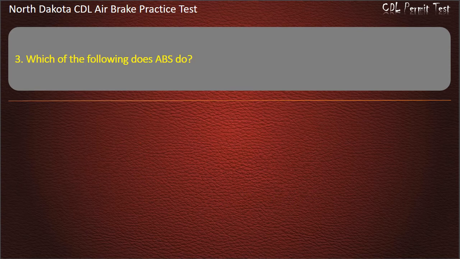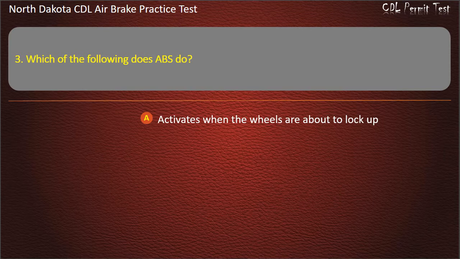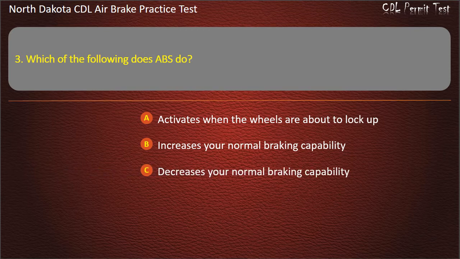Question 3. Which of the following does ABS do? Activates when the wheels are about to lock up. Increases your normal braking capability. Decreases your normal braking capability. Shortens your stopping distance. Answer. Activates when the wheels are about to lock up.